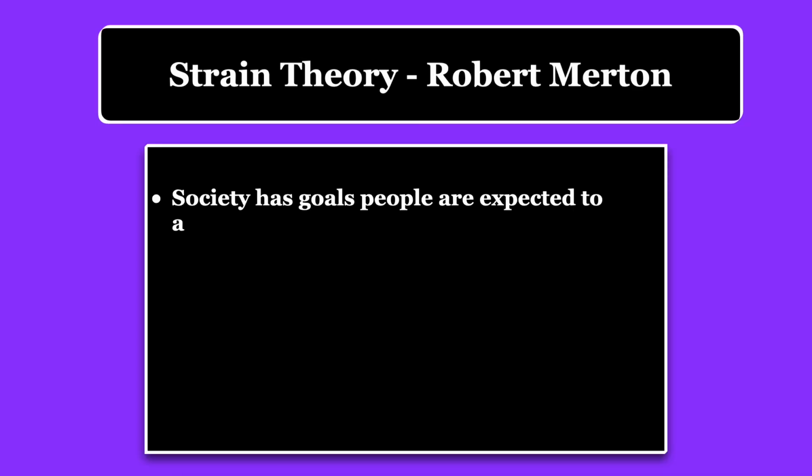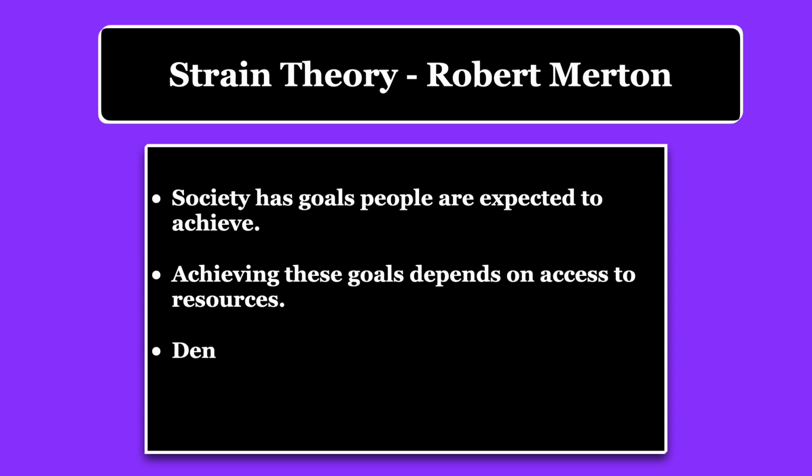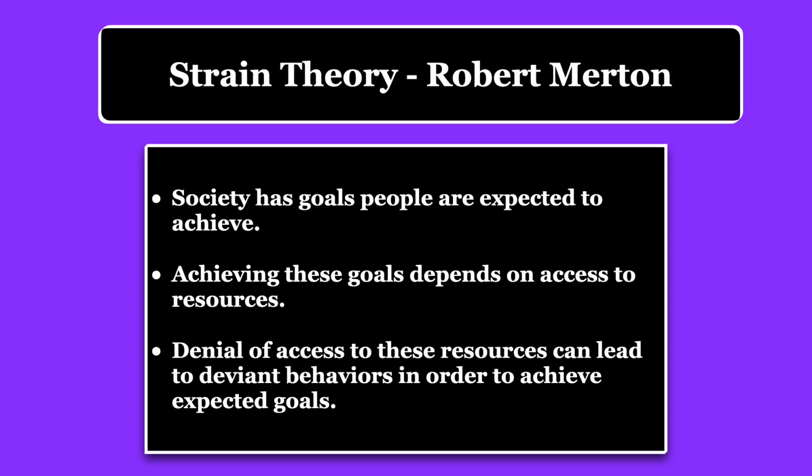So Merton's theory basically says that society has certain goals that people are expected to achieve. In the United States, those goals might be under the umbrella of the American dream. The American dream being getting a good education, going out, finding a good job, making a lot of money, buying a house, being able to send your kids to college, take a vacation, retire comfortably. Those are the goals here in this society based on the American dream.